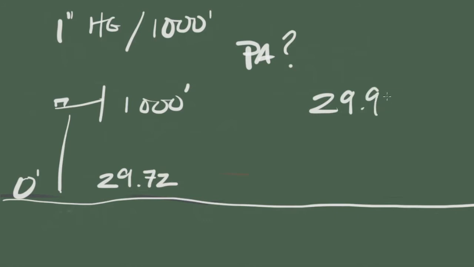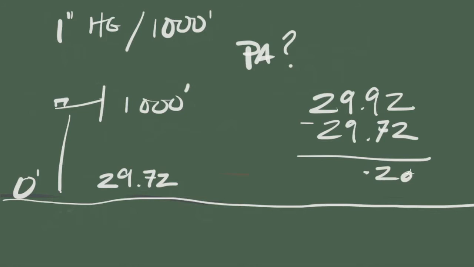So 29.92 minus 29.72 gives us 0.20, move that decimal over, 200 feet. So the line of standard pressure on this day is 200 feet further down.